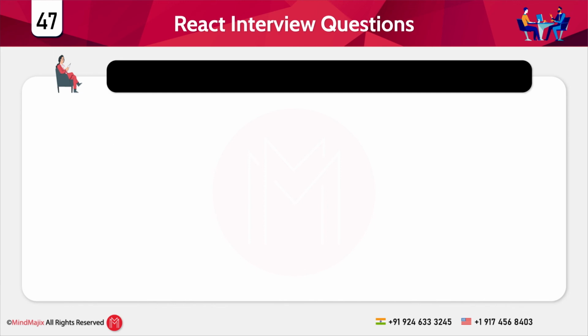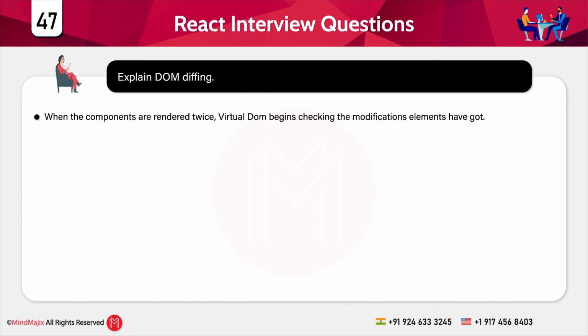So guys, the next question over here is, what do you understand by DOM diffing? So if you talk about DOM diffing, when the components are rendered twice, the virtual DOM begins checking the modification of the elements. So they represent the changed element on the page simply. There are several other elements that don't go through the changes. So to cut down the changes to the DOM as an outcome of user activities, DOM diffing is used. It is generally done to boost the performance of the browser. So this is the reason for its ability to perform all the tasks quickly.